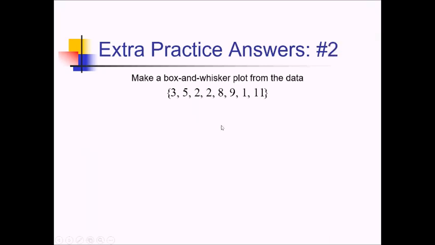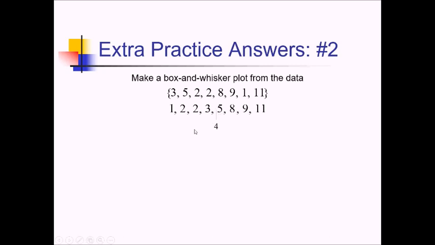On this problem, I want to create a box and whisker for this data. I'm going to need the median for this, so let me first sort this out. We've got a 1 is the lowest number, followed by a 2, another 2. We've got the 3 is the next number, and then we have a 5, an 8, a 9, and an 11. The median out of all of this, we've got two middle numbers here, 3 and 5. So we're going to take the mean of those to get the median. So that's going to be 4, halfway between 3 and 5.